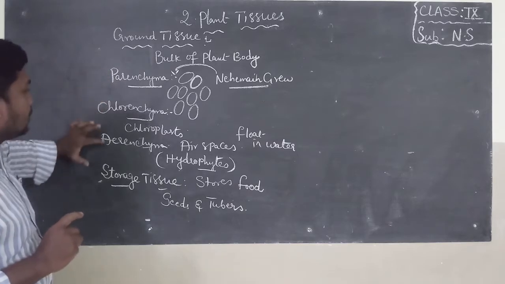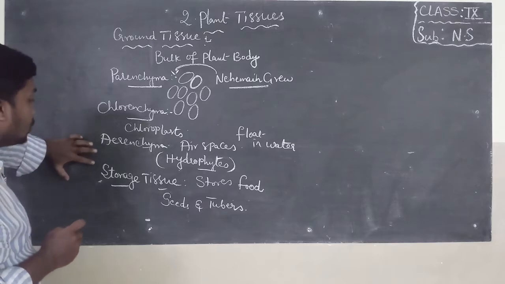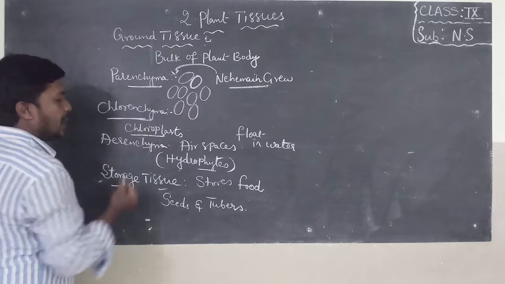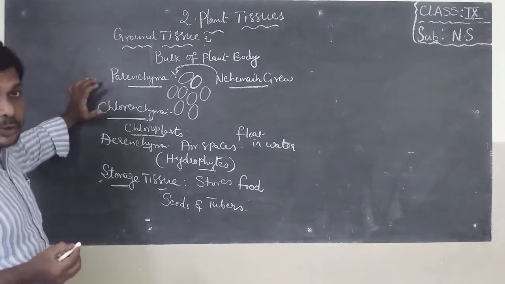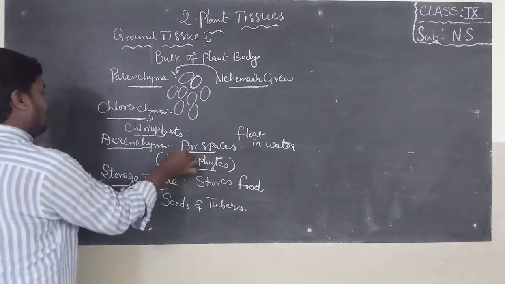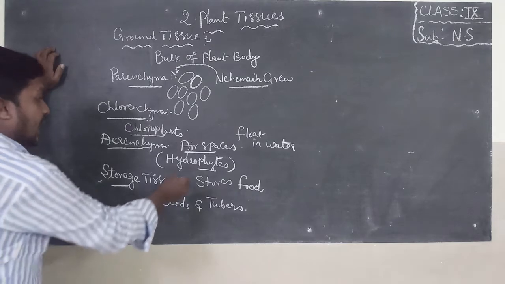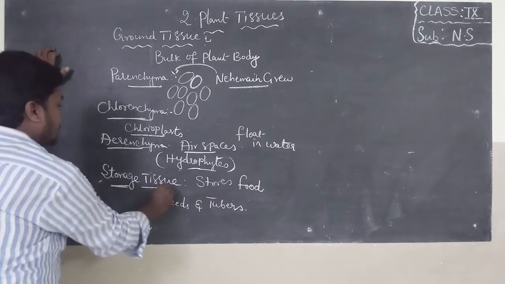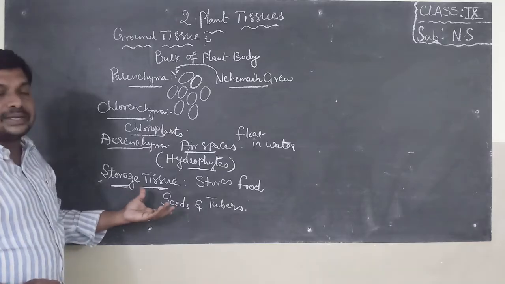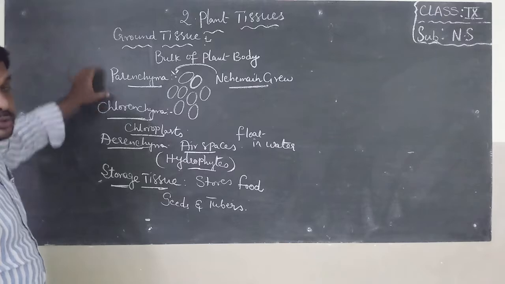Parenchyma consists of three subtissues: chlorenchyma, aerenchyma, storage tissue. Chlorenchyma, the tissue which has chloroplast which helps to perform photosynthesis. Aerenchyma, the tissue which has air spaces which help to float in the water, present in hydrophytes. Storage tissue, the tissue which stores food, present in seeds and tubers. So these are the three types of parenchymatous tissues.